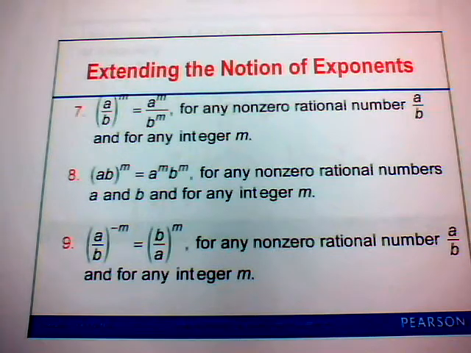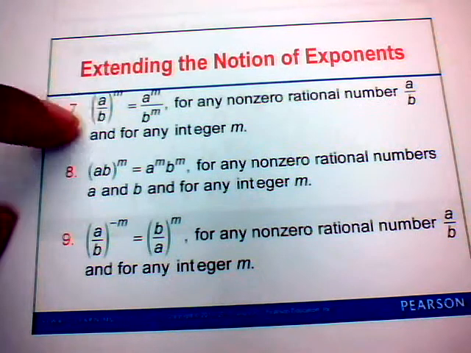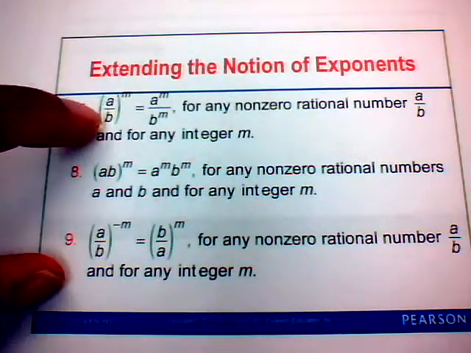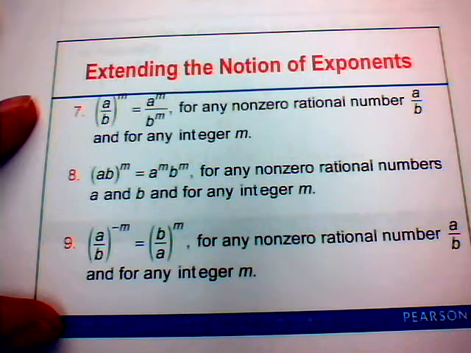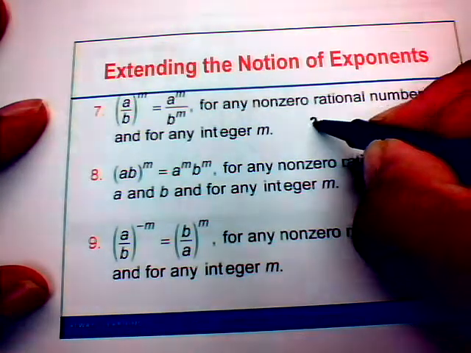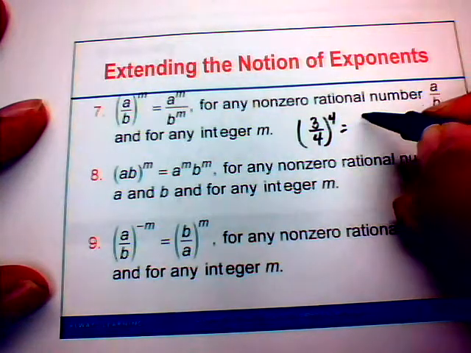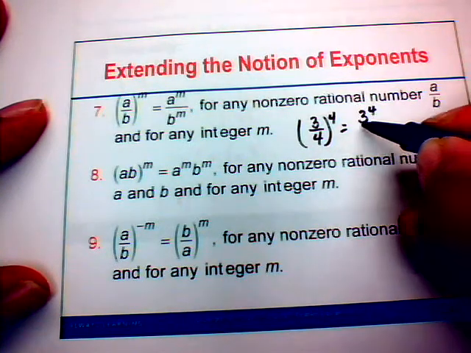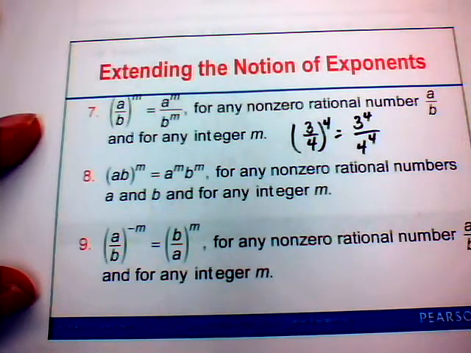Now we have a quotient raised to a power in number 7. When you have a quotient raised to a power, that means the numerator is going to be raised to that power. The denominator will be raised to that power. So a over b, that quotient raised to the m, will be a to the m divided by b to the m. So in other words, 3/4 raised to the 4th. The numerator, which is your 3, that's going to be to the 4th. The denominator, which is 4, will also be raised to the 4th power.